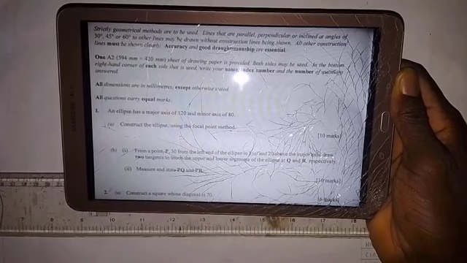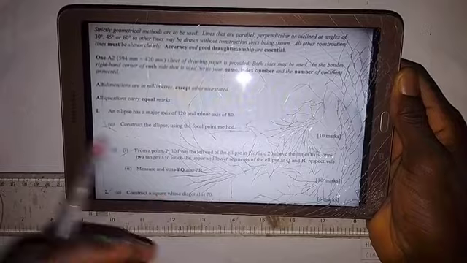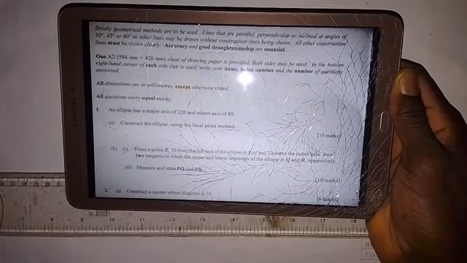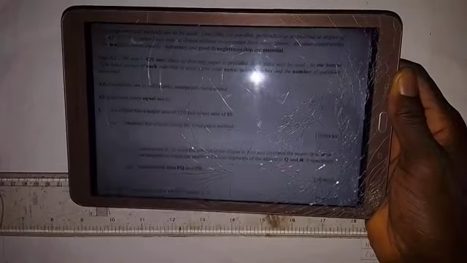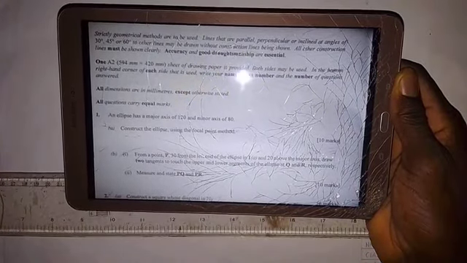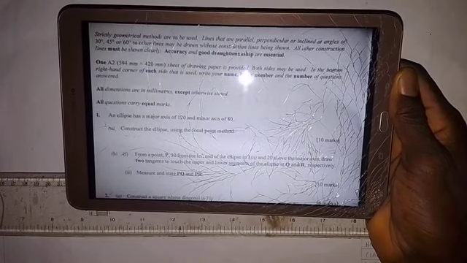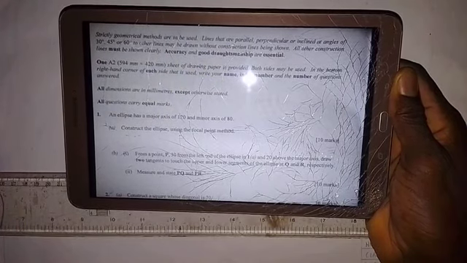Okay, so that is the question that we are asked to solve, and in total we have 20 marks for that. So let's start and see how we can construct the ellipse using the focal point method with major axis 120 and minor axis 80 millimeters.